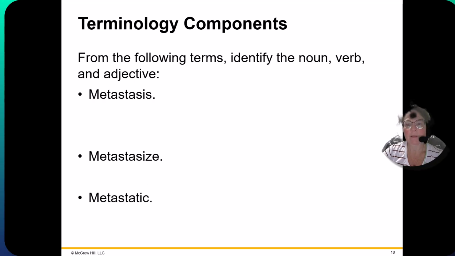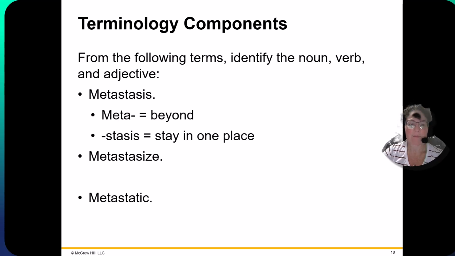And some other terms that have to do with cancer are metastasis, metastasize, and metastatic. When you have cancer that metastasizes, it means the cancer has started in one part of your body and has now traveled to another part of your body. So breaking it down, meta and stasis. So stasis means to stay in one place, but when we put the meta beyond, it means it goes beyond staying in that one place. It means it's traveled to someplace else.